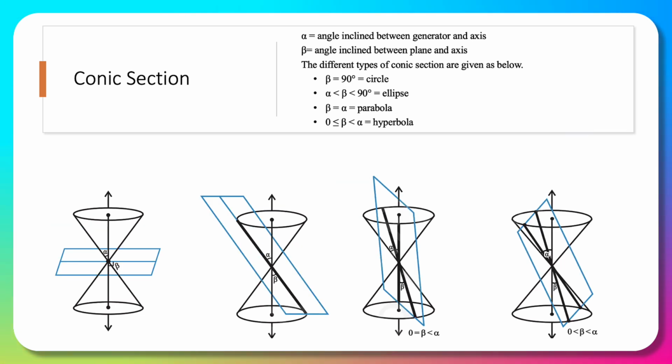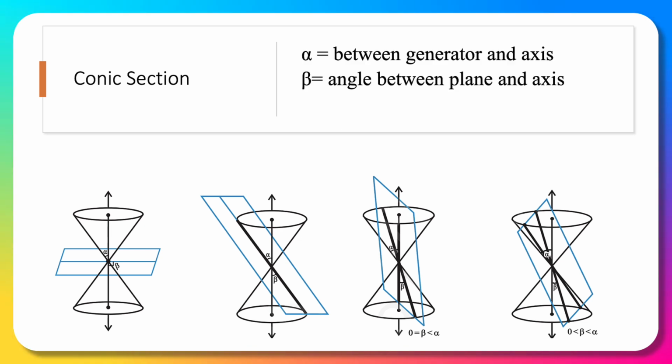This definition can be used to explain degenerate conics as well. When the plane cuts the vertex of the cone, we will have the following types of degenerate conics, which are a point and lines. In this case, when beta is greater than alpha but less than 90 degrees, then the section is a point. When beta and alpha are equal, then the section is a straight line. And when alpha is greater than beta, then the section is a pair of intersecting lines.